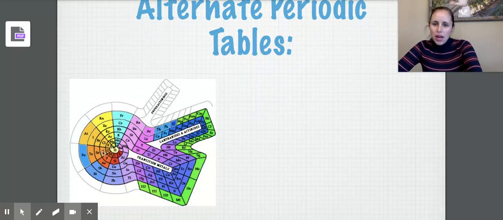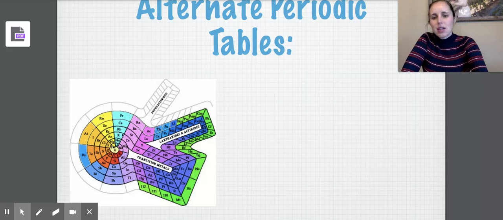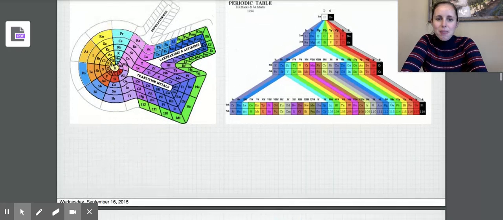So an alternate periodic table here is kind of a way for us to see the increasing atomic number. So we can see the increasing atomic number, yet you can see it's still organized by traits, and you can see it's still organized by properties. This is incredibly hard to read, so this is why we don't use this in chemistry class.